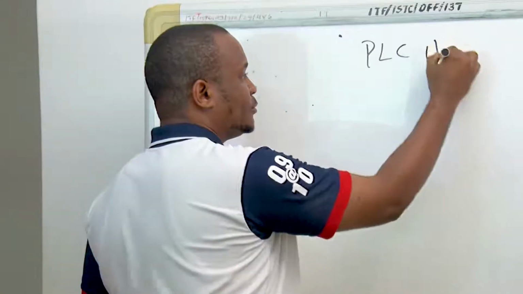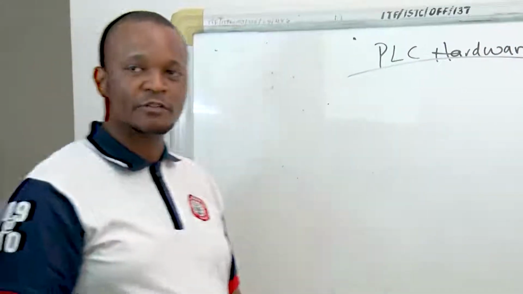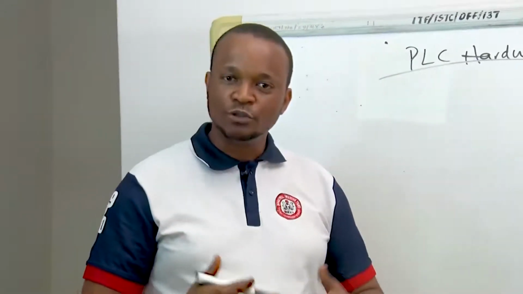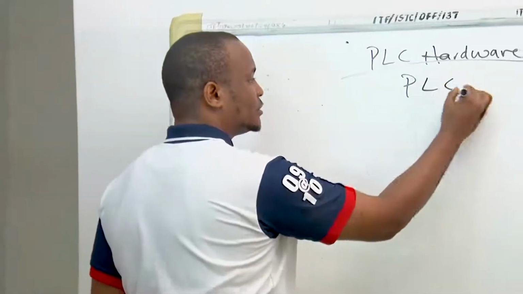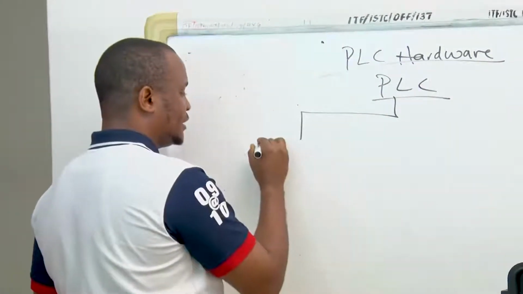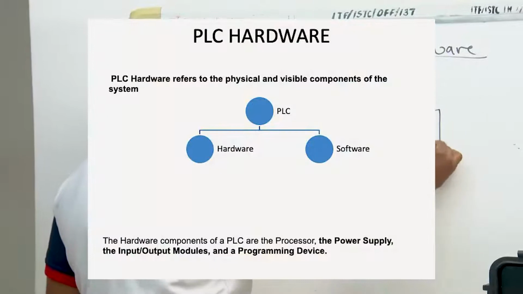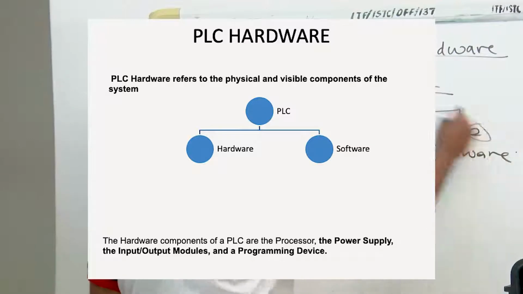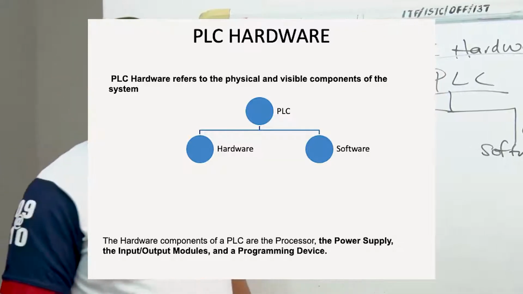The PLC hardware. In our previous lesson, we saw various types of PLCs, and then we agreed that the PLC is also an industrial computer. And every computer definitely will be made up of two sections, okay? The PLC will have the hardware, just like the computer will have the hardware, and also what? The software portion. Today we are going to be looking at the hardware. In another lesson, we are going to be looking at the software, okay?